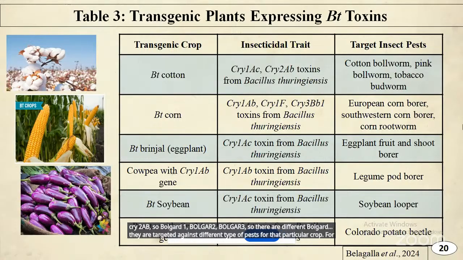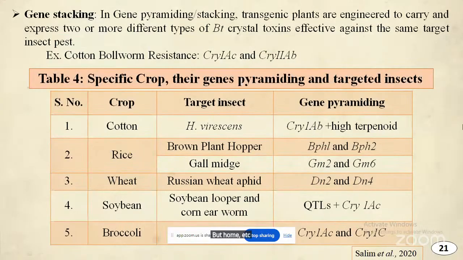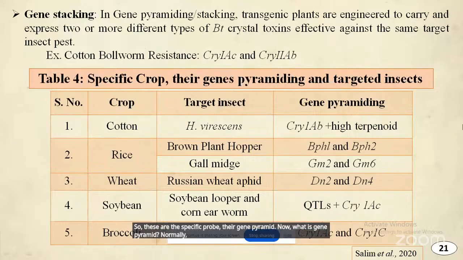For example, if we take Bt cotton, it has Cry1Ac and Cry2Ab toxin from Bacillus thuringiensis, and the target pests are cotton bollworm, pink bollworm, tobacco budworm, etc. So these are the specific crops, and their gene pyramiding. Now, what is gene pyramiding? Normally, people from a breeding background know gene pyramiding.